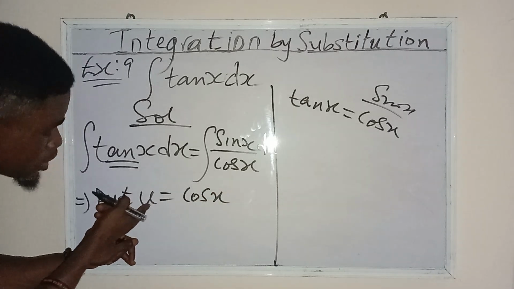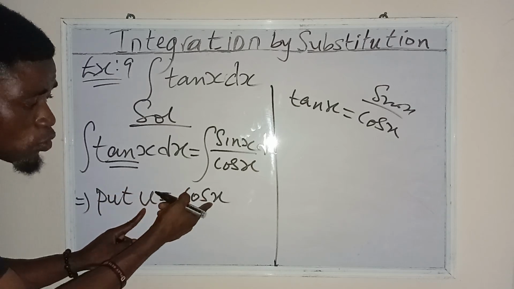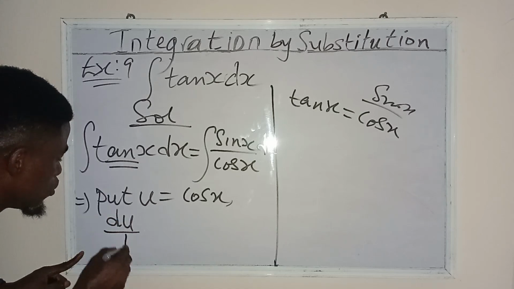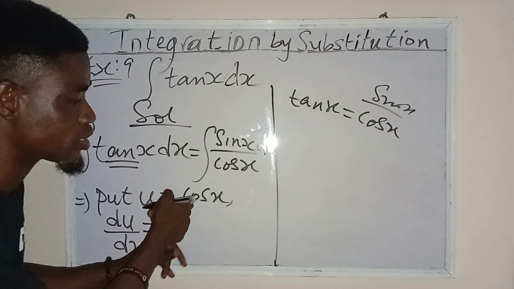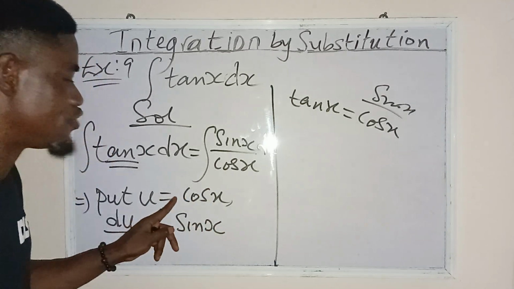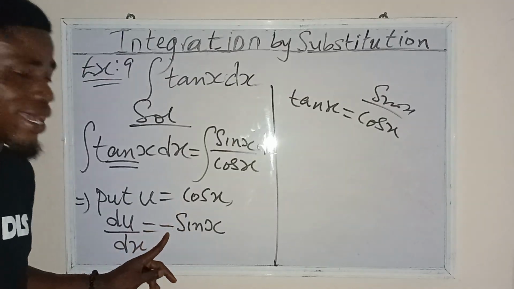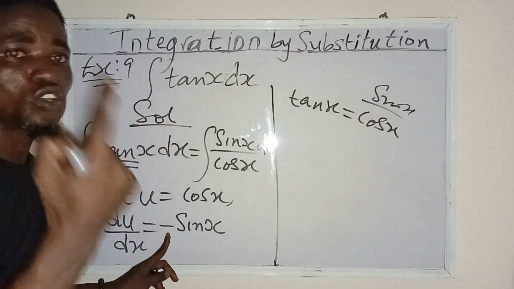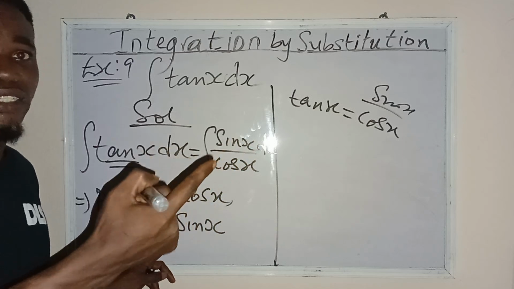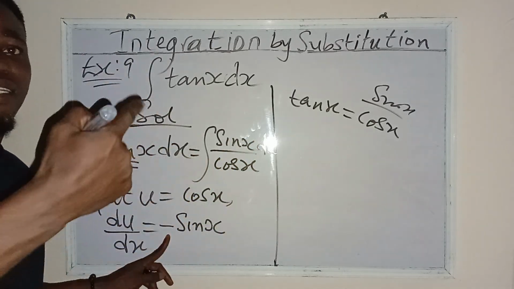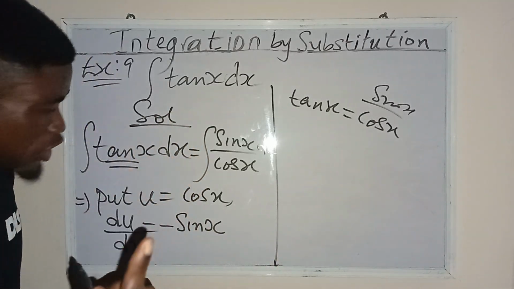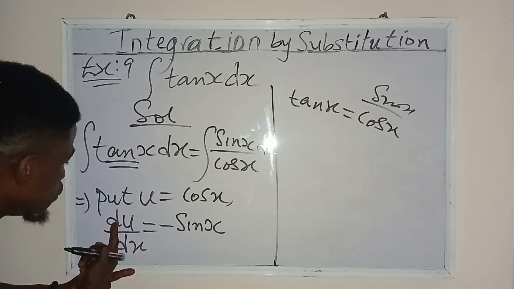Then what's the next thing? Differentiate u with respect to x. So when you do that, you are going to have du over dx. When you differentiate cos x, it will give you minus sine x. Don't forget that I told you that integration is the antiderivative, or the inverse of differentiation. Okay?